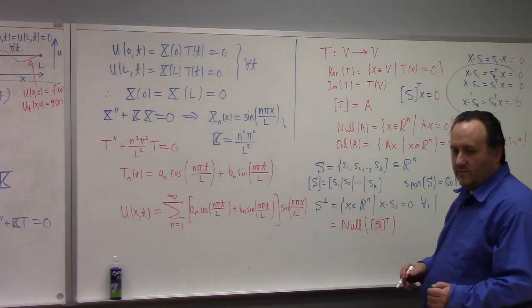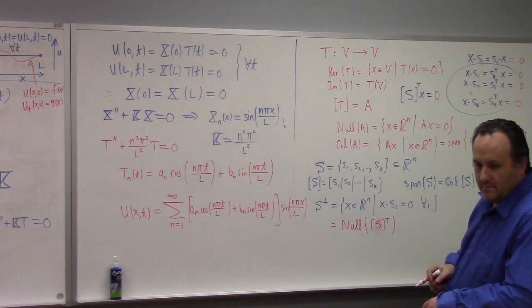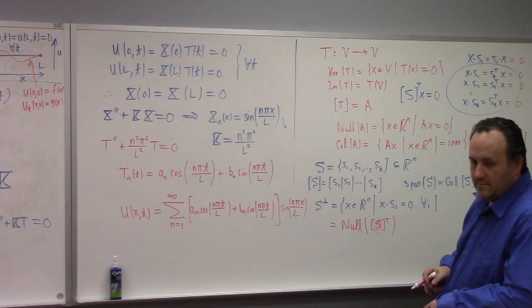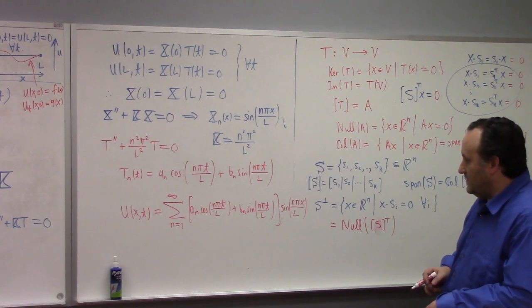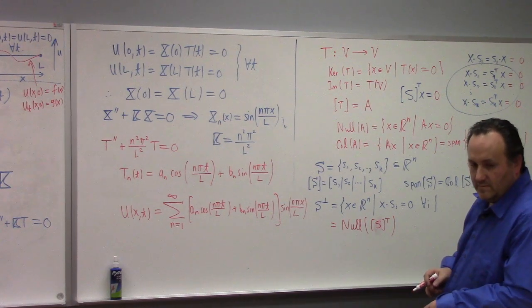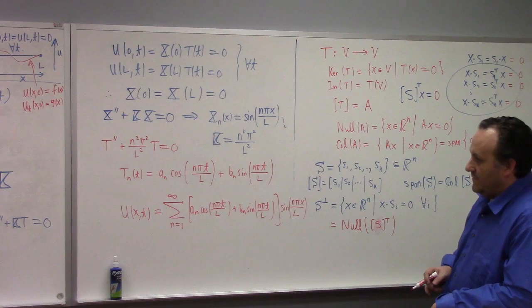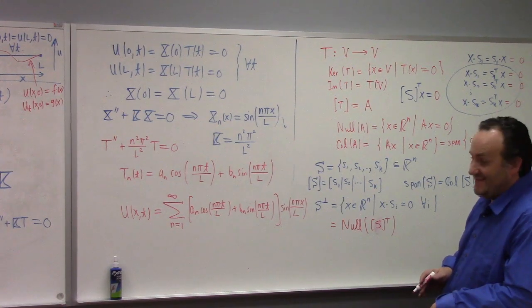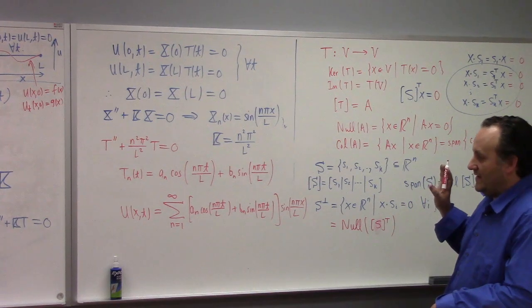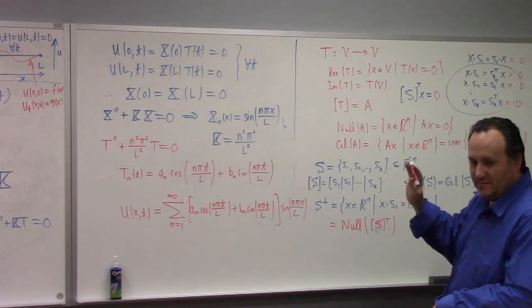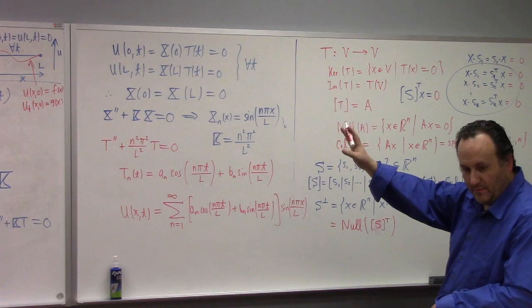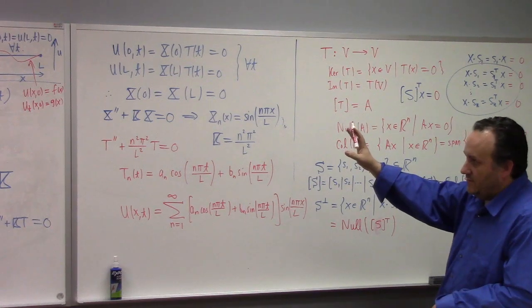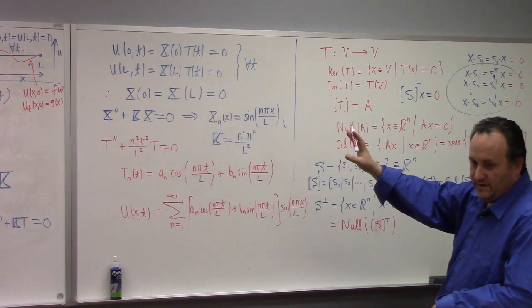This is a Fourier series. It's an infinite series of sines and cosines. And it's a solution by superposition. For any choice of A sub n's and B sub n's, this is a solution to the boundary value problem. Now, at the moment, we haven't even touched on the initial conditions.